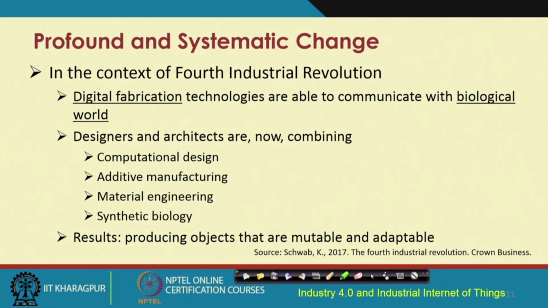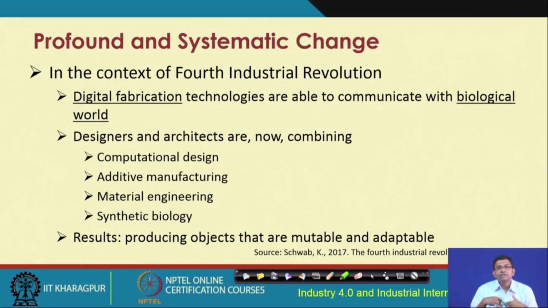So, in this context of industry 4.0, digital fabrication technologies are able to communicate with the biological world. Now, through the advancement in technology, we can have different sensors inside the physiological systems. These sensors and other advanced technologies are able to communicate with the outside world, that means outside the human beings. So, it is now possible to remotely send signals to the human body to perform certain physiological operations within a human without the patient being able to know what is actually happening.